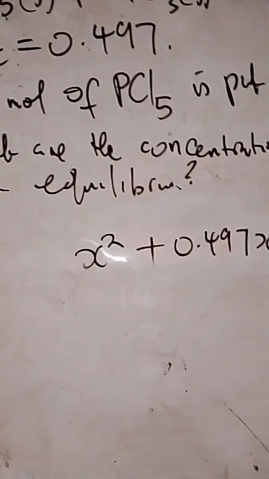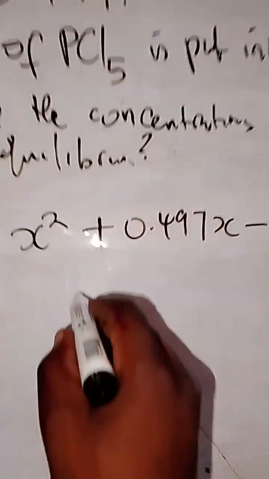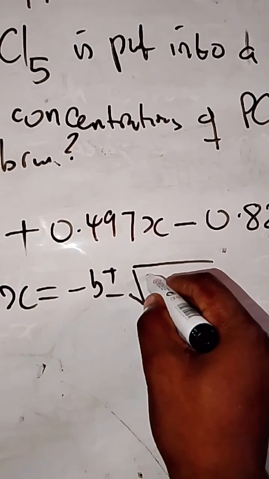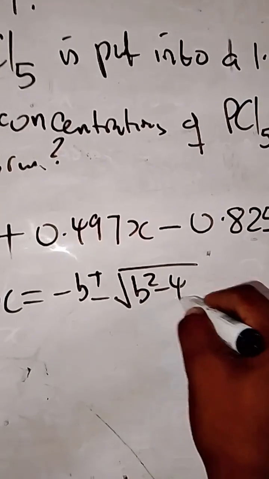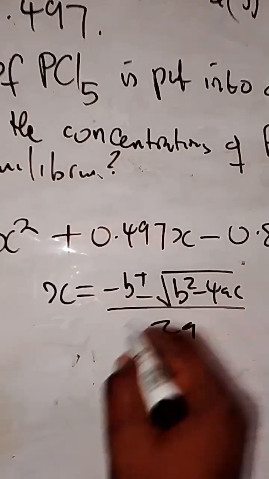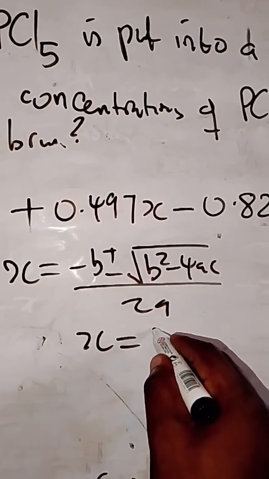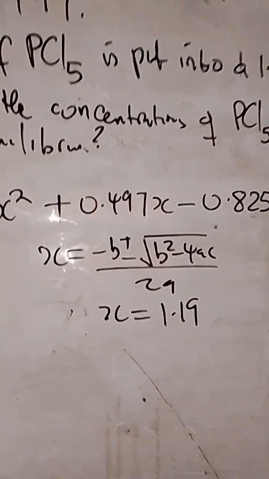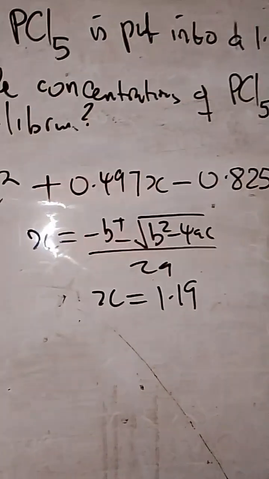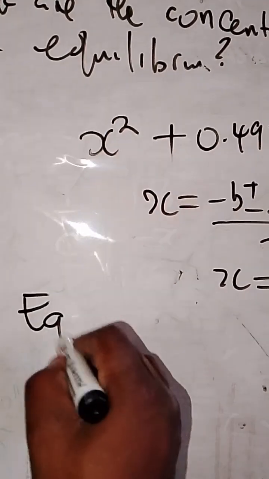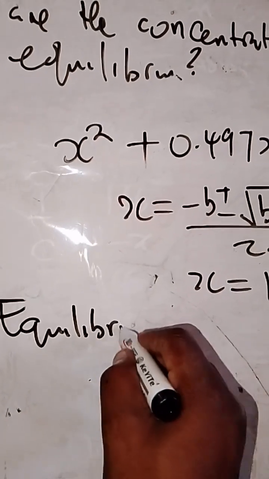You know quadratics, you deal with this. You know that X is negative b plus or minus the square root of b squared minus 4ac, over 2a. So when you solve, you are going to find X is equal to 1.19. So that is the value for X, 1.19. Now, what are the equilibrium concentrations? So now we find the equilibrium concentrations.